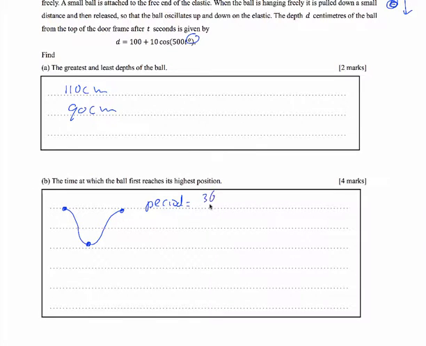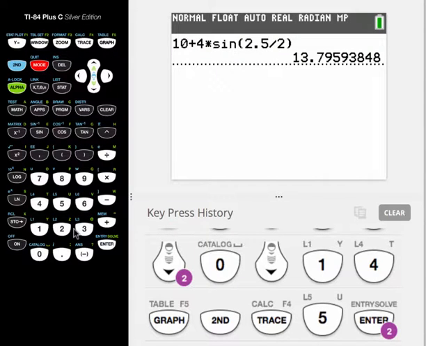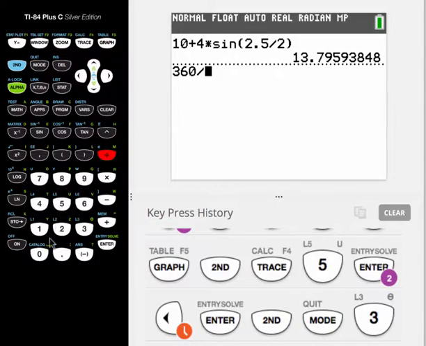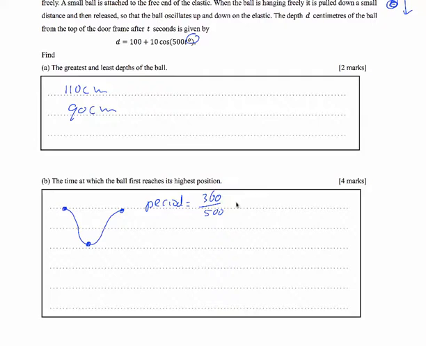Okay, so period. Yes, I'm in degrees. So period is 360 divided by 500. Ugh. Do I know what it is? Yes, 0.72, isn't it right? Okay, let's not take any risk here. 360 divided by 500. Okay, good. That's good. 0.72. So here 0.72 seconds, and I need to find half a period.